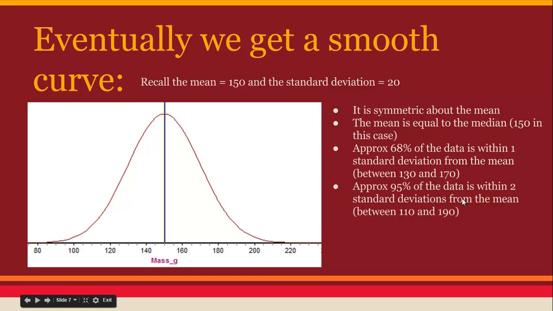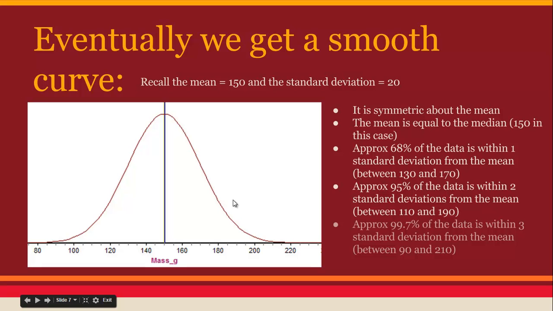95% is another standard deviation. So if we go 20 more in both directions, 95% of the data lies between there. If we go 110 to 190, we can actually see that covers about 95%. And then 99.7% go from 90, so that's 3 standard deviations away from the average, to 210, which is another 3 standard deviations. So 6 standard deviations in total, or from 90 to 210.